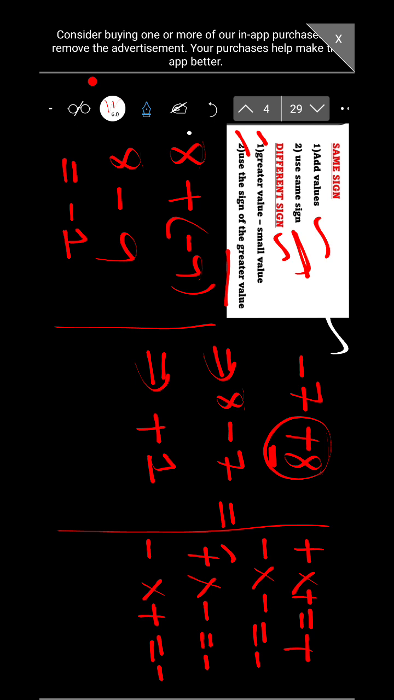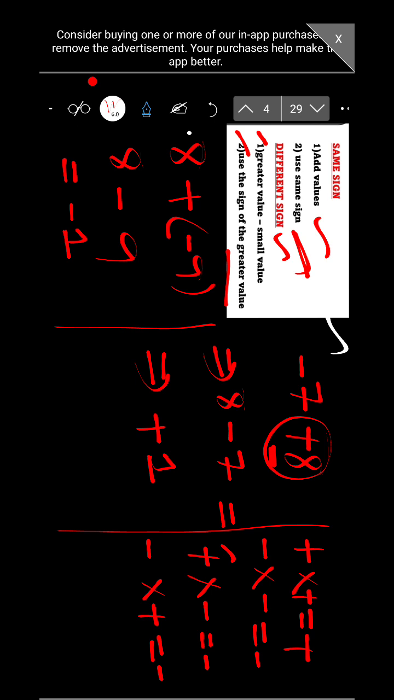Brackets are nothing but multiplication. So if you want to remove the brackets, you need to multiply the inside sign with the outside sign. You will use this rule. If it is plus into plus, inside is plus and outside is also plus, it will become plus. If inside will be minus and outside will be plus, it is plus into minus, it becomes minus.